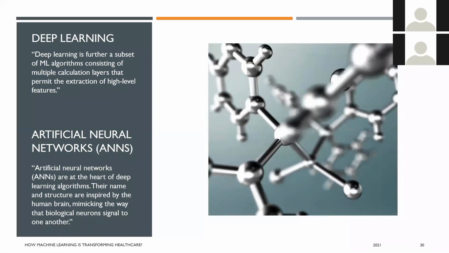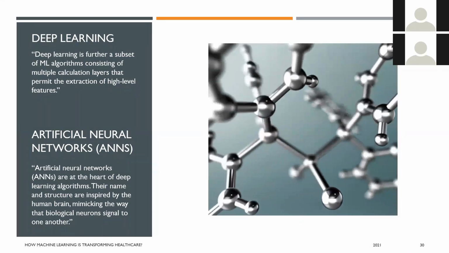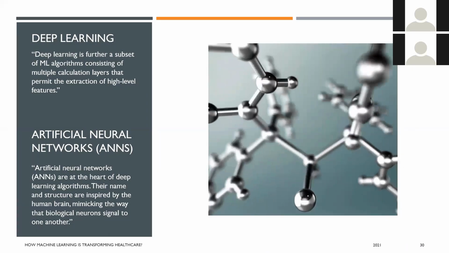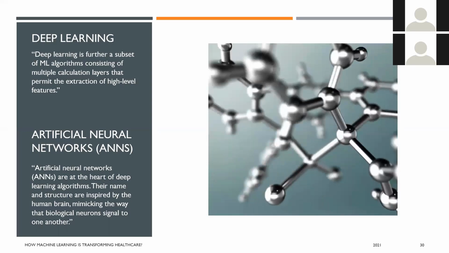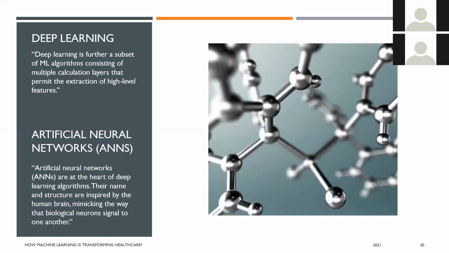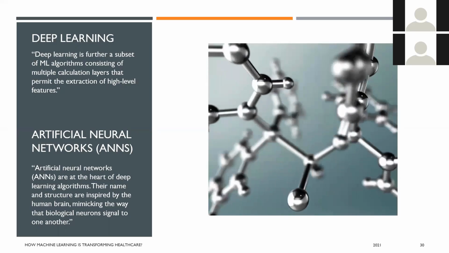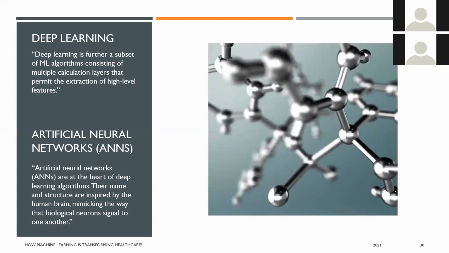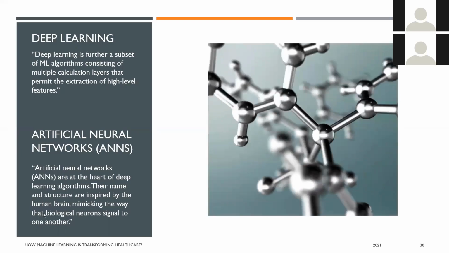Artificial neural networks are at the heart of deep learning algorithms. Their name and structure are inspired by the human brain, mimicking the way that biological neurons signal to one another. So deep learning algorithms or artificial neural networks attempt to draw comparable inferences as humans would by constantly analyzing data with a given logical model. And that is the key thing in the neural networks.